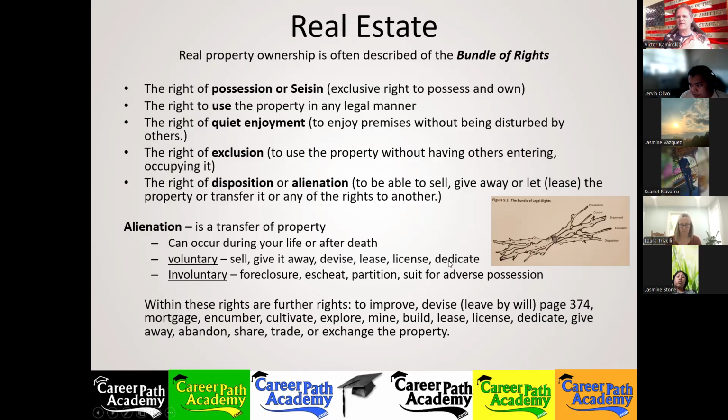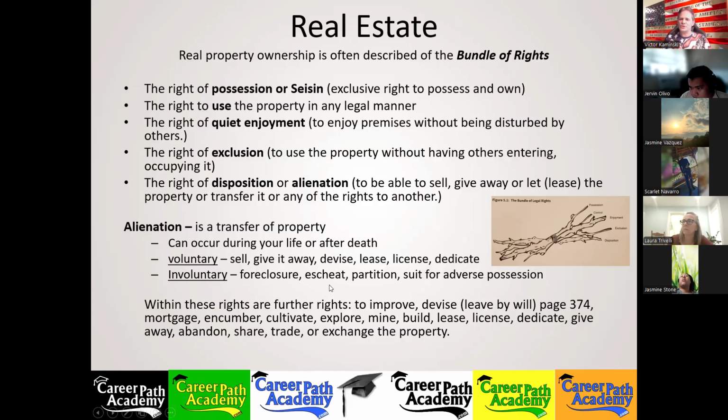Dedicating land is giving it to the government for a greater public good. Whether you're alive or dead, it doesn't matter. Dedication is when you give land to the government. Now, forms of involuntary alienation would be foreclosure. That's involuntary. You don't want that. That's when your property is taken through the court system because you didn't pay off a debt.